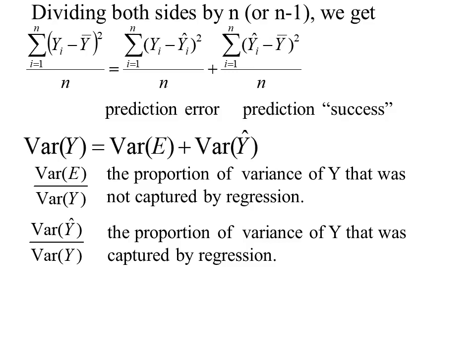Since e is the residual, which can be considered the prediction error, the variance of e can be considered a part of variance of y that represents prediction errors, so the remainder, which is the variance of y hat, may be considered a part of variance of y representing the extent of prediction success. Since the variance of y can be split into the variance of e and the variance of y hat, the ratio of variance of e to variance of y can be interpreted as the proportion of variance of y that was not captured by regression, and the ratio of variance of y hat to variance of y can be interpreted as the proportion of variance of y that was captured by regression.